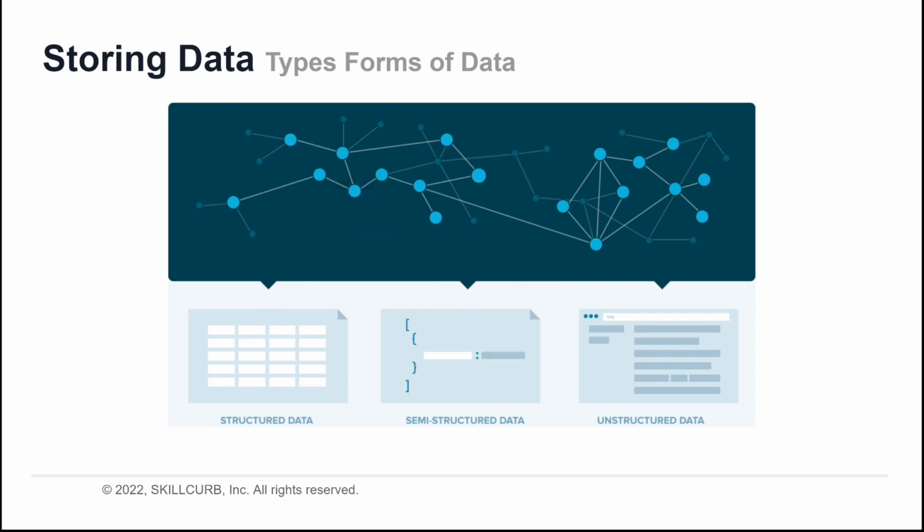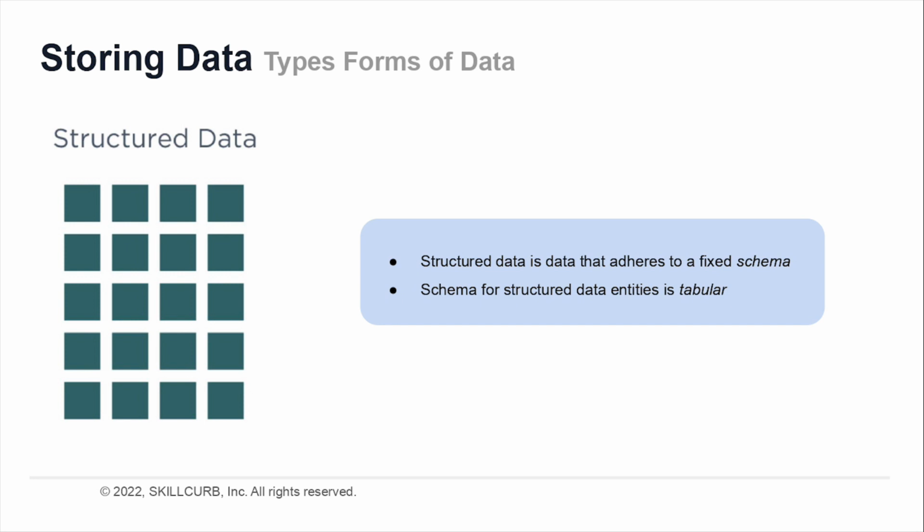You can classify data as structured, semi-structured, or unstructured. Structured data is data that adheres to a fixed schema, so all of that data has the same fields or properties. Most commonly, the schema for structured data entities is tabular. In other words, the data is represented in one or more tables that consist of rows to represent each instance of a data entity and columns to represent attributes of that entity.